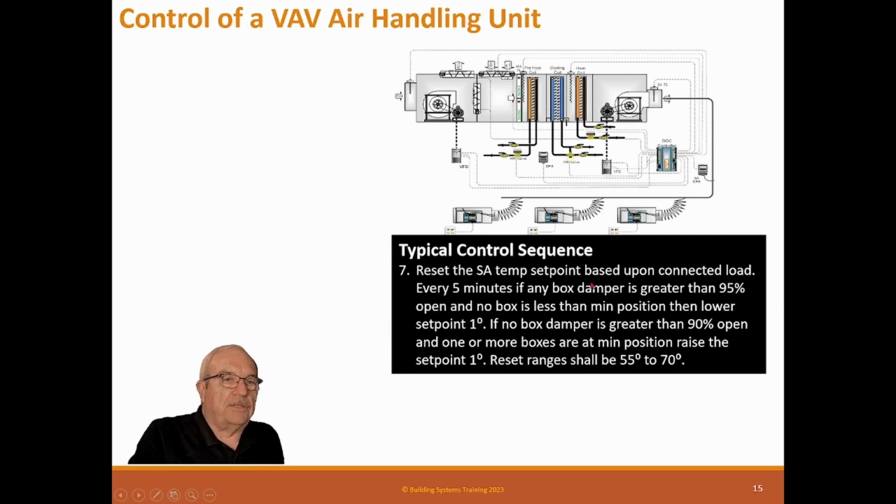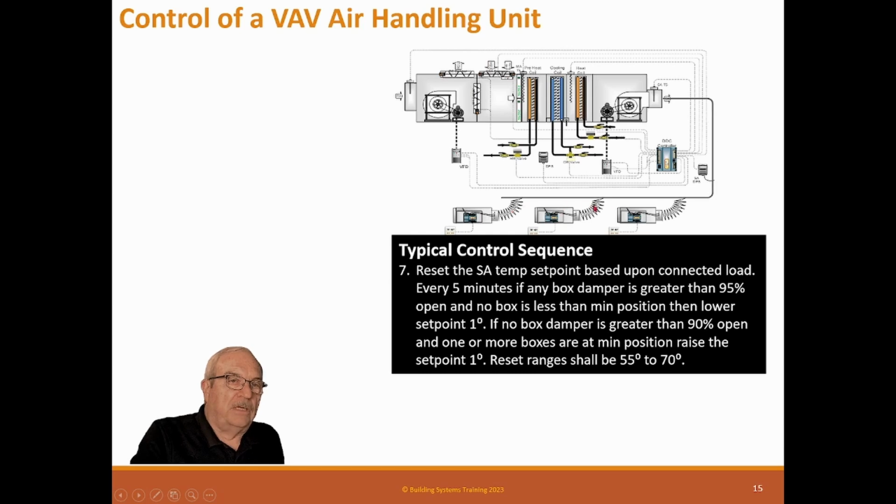Reset the supply air temperature set point based upon connected load. Every 5 minutes, if any box damper is greater than 95% open and no box is at minimum position, lower the set point 1 degree. If no box damper is greater than 90% open and one or more boxes are at minimum position, then raise the set point 1 degree. The reset range should be 55 to 70. So what we're doing there is we're resetting the temperature.